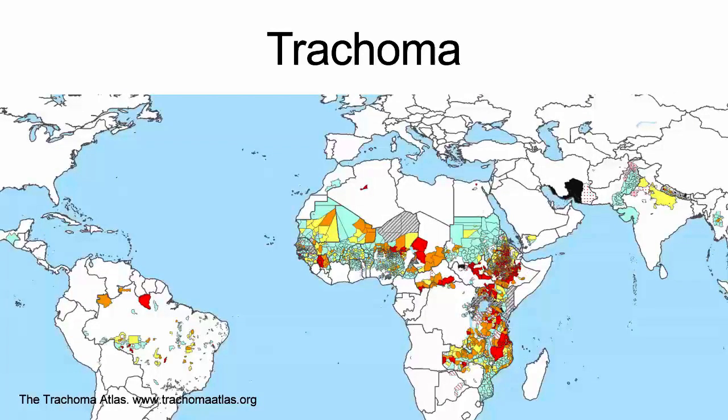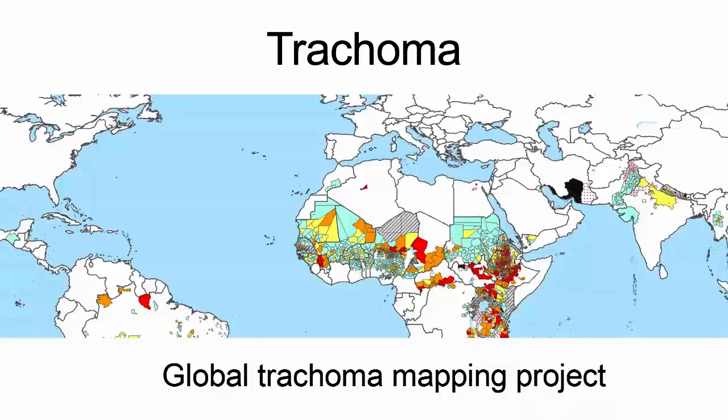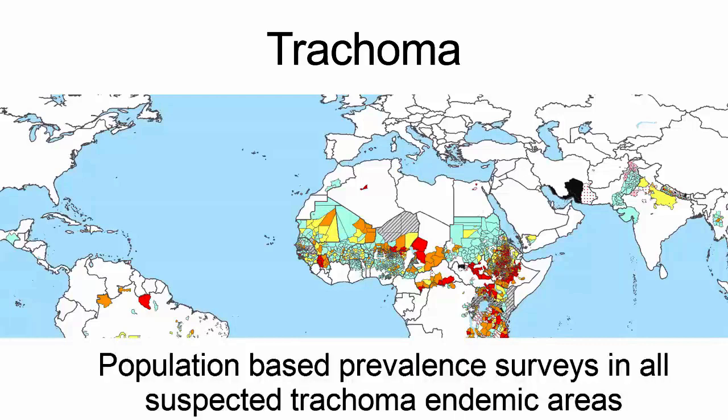Although trachoma is known to be endemic in more than 50 countries, data were lacking for many of the suspected endemic areas. And in response to this, an initiative called the Global Trachoma Mapping Project is underway to map all those remaining suspected endemic trachoma areas in order to inform where SAFE needs to be implemented. To achieve this, a relatively rapid population-based prevalence survey methodology has been developed for trachoma.